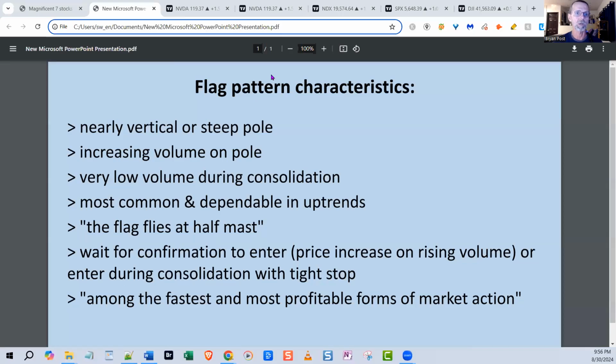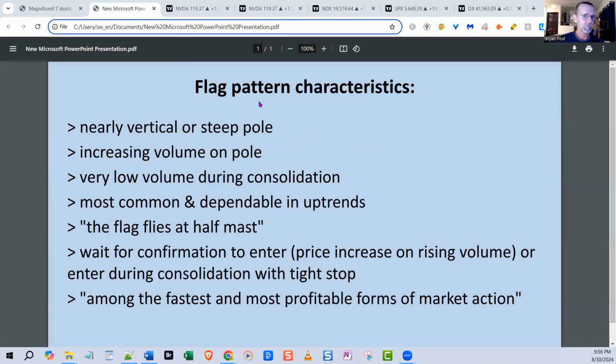We'll get started. I went back and reviewed the characteristics of a flag pattern. This is Edwards and McGee, Technical Analysis of Stock Trends. This is widely considered the Bible of technical analysis, so if you ever get interested in that topic, that's the book you want to start with.